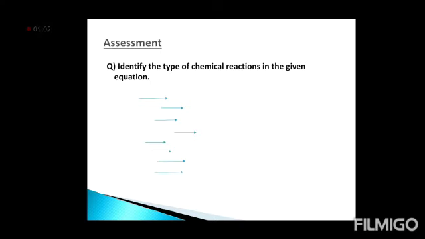Now you have to do a small assessment. The question is, identify the type of chemical reaction in the given equations. I will tell you how to do number 1; later you will do the rest of the equations yourself. First of all, write down all the notes with the heading of chemical reaction in the same way as I have given you in the slides. Then in the end, copy down this question, identify the type of chemical reaction in the given equation, and solve it. Number 1, magnesium carbonate, arrow, magnesium oxide plus carbon dioxide.